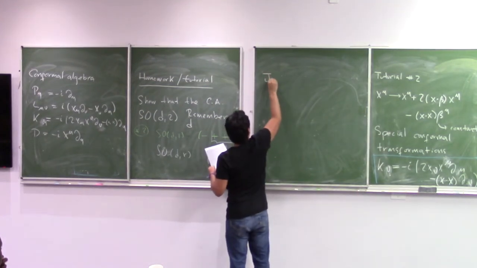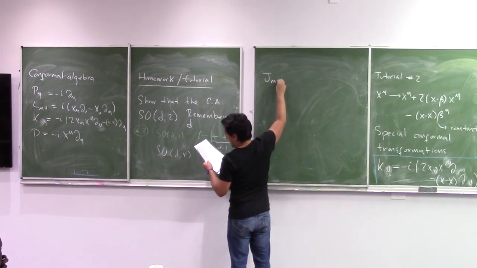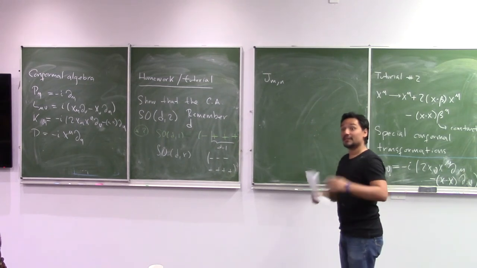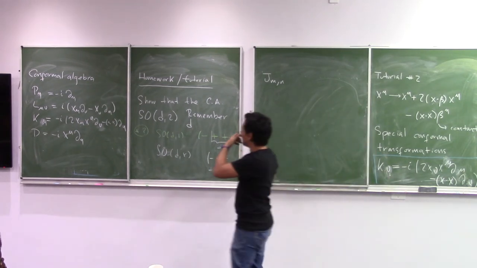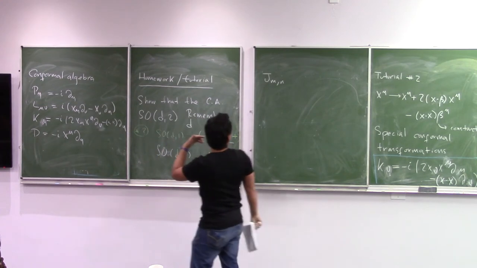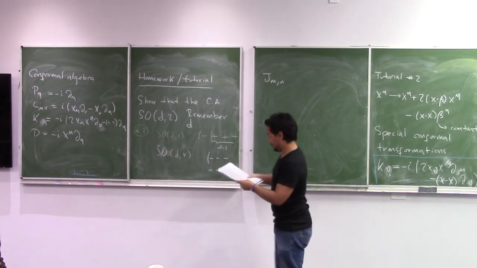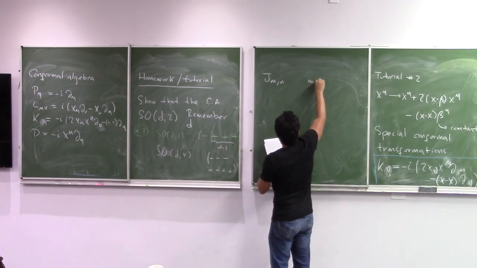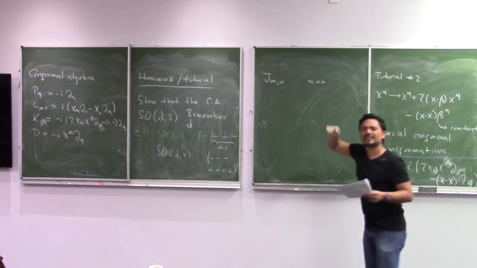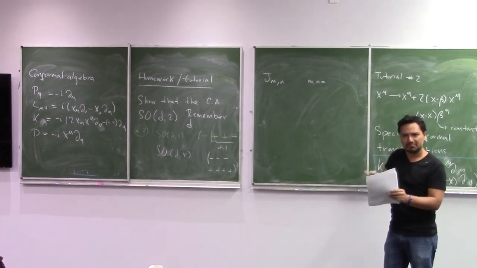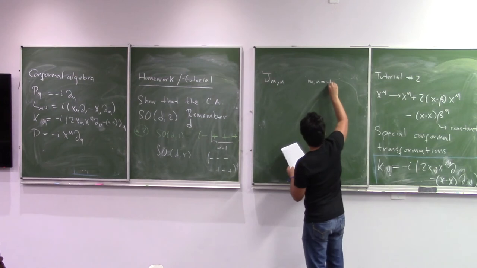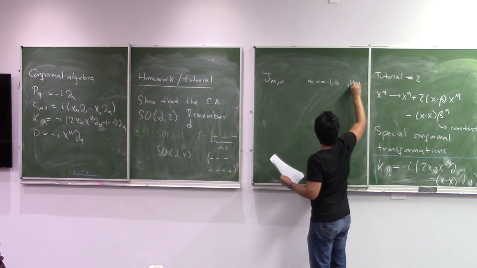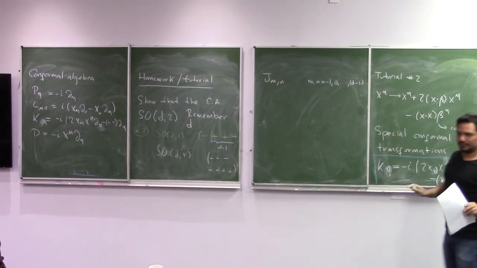We're going to write some G_MN. Now the indices M and N run until D plus one, but I'm going to write these indices in a slightly different way, just a convention. I'm going to say that this goes from minus one, zero, until D minus one. It's just a way of writing it.